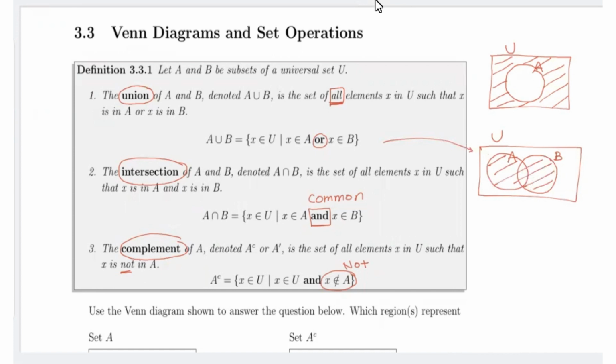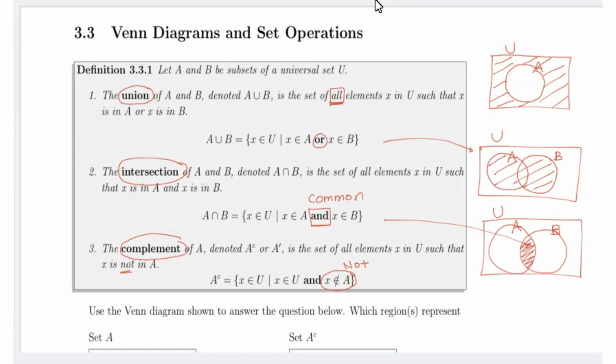I have a universal set U, a circle A, and a circle B. I'm looking for the common elements, the partial overlapping right here. This is the intersection. So that's how we defined union and intersection. Are we okay with this? And then we need to practice with the regions.